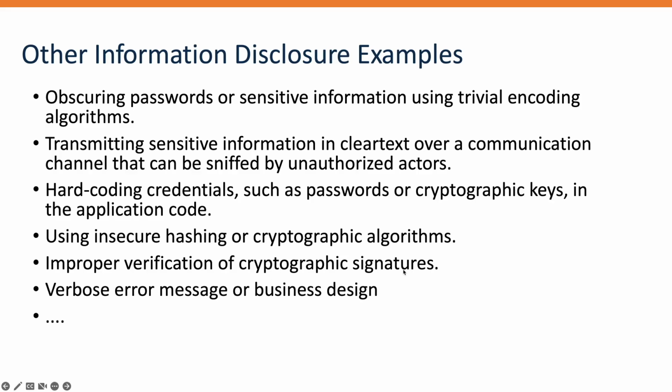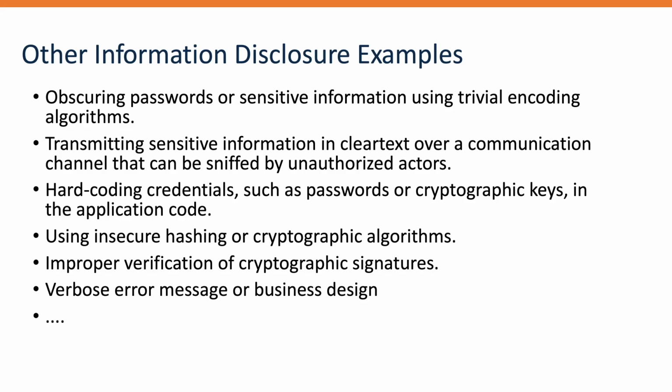Improper verification of cryptographic signatures. So, not properly verifying the signature, let's say for example for JSON Web Tokens, allowing an attacker to essentially bypass authentication. And then verbose error message or business design. This is essentially the way the application is designed just leads to information disclosure.